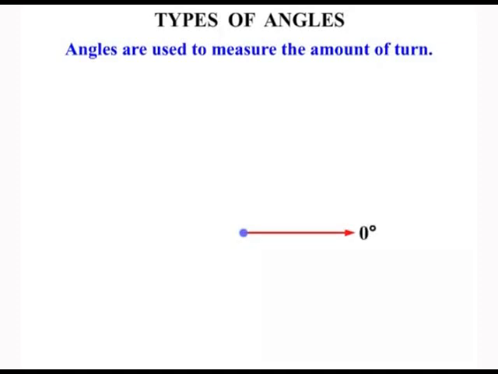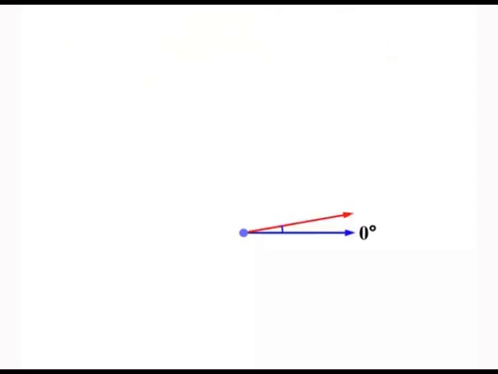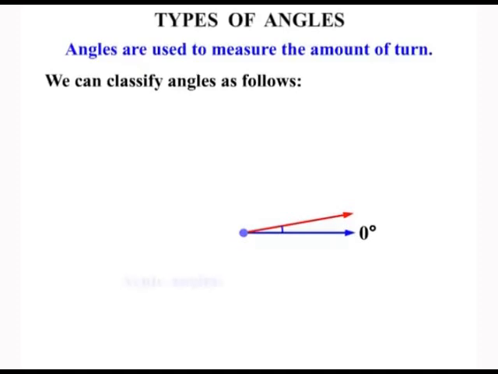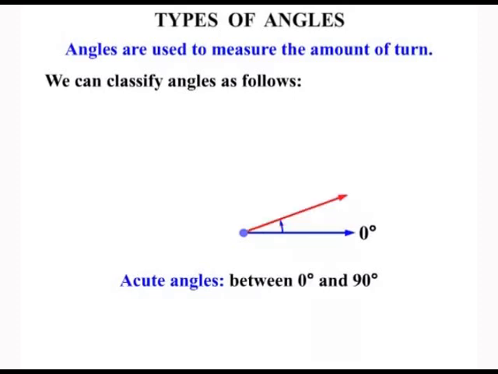At the moment, there is no turn. We say it's 0 degrees. We classify angles as follows. If we start turning that red arm, we have created an angle, and that angle is an acute angle. Acute angles fall between 0 and 90 degrees. If we keep turning the red arm, all these angles are still acute angles.